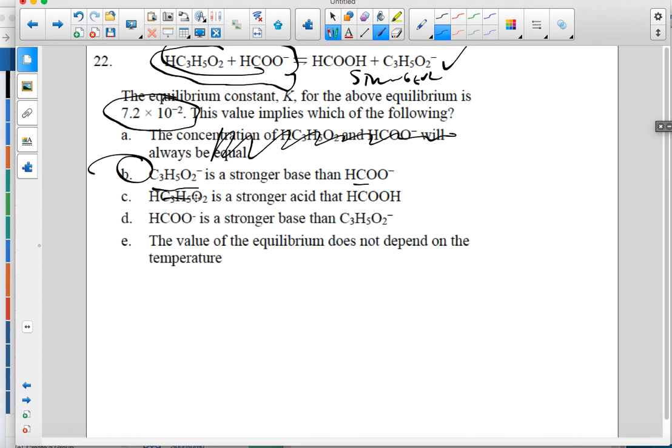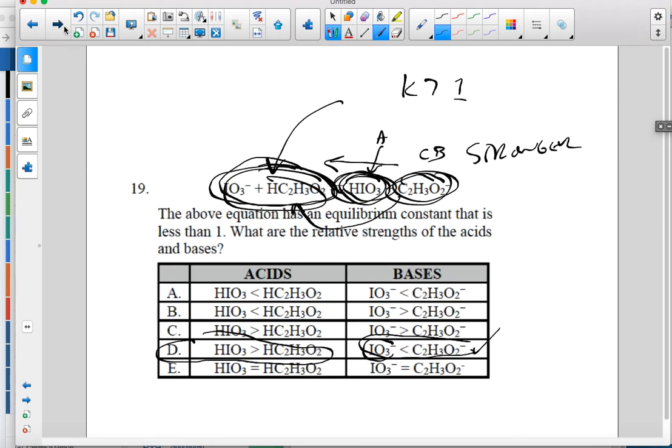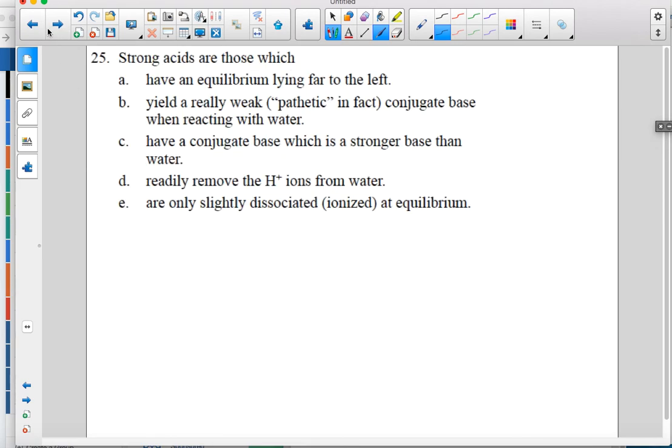That is not a stronger acid, because the reaction's favored to stay on that side. So there you go. That can't be a stronger base either. Piece of cake, that one. That's going to be on your test for sure.